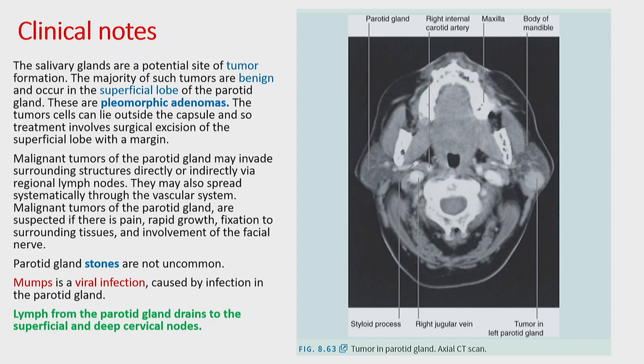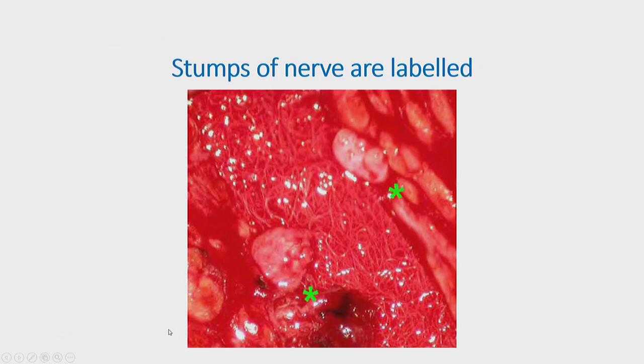And another clinical point is that sometimes you can find sialoliths or stones inside the salivary gland. And have you heard about the mumps? Mumps is a viral infection that usually affects the parotid gland and is very painful. And in a while I will tell you why it's very painful. And the lymph from the parotid gland drains to the superficial and deep cervical lymph nodes.